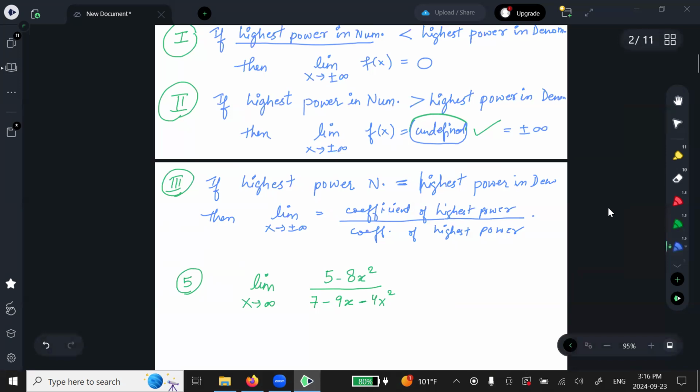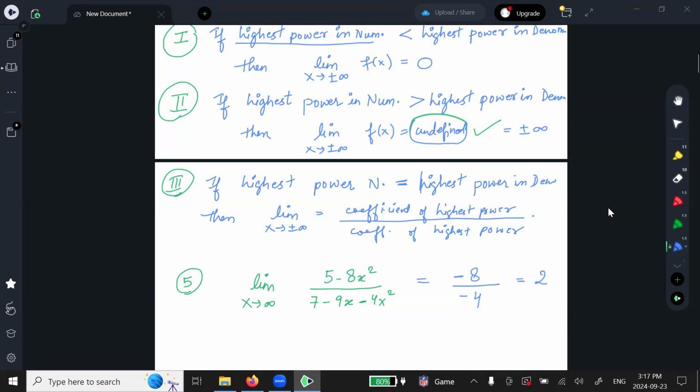Rule 3. Rule 3 means you just take the coefficient of the top. Be careful with the negatives. And take the coefficient of the bottom. And what do you get? Good? That's it? I know it is easy, but that's what you're supposed to do. Just say that the highest power of the numerator equals the highest power of the denominator. Hence, the limit equals that. That's it. Okay. Any questions?